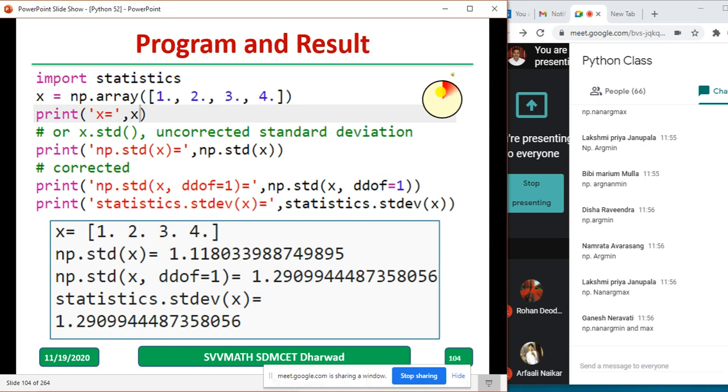np.std of x, np.std of x comma ddof equal to 1, and statistics.stdev, standard deviation, of x. These 3 lines you can copy down so that you can execute the program and understand.